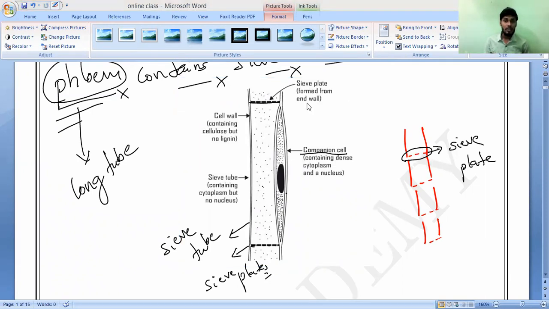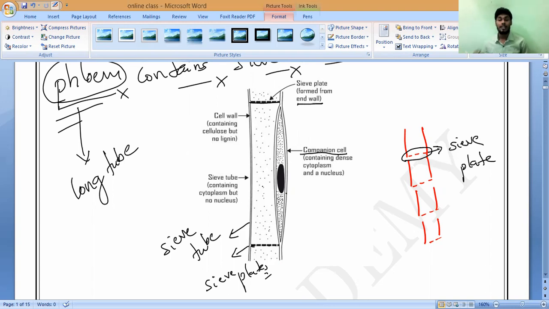At the end. You can see the end wall of the sieve tube. So each end wall of the sieve tube contains the sieve plates, which are like small holes. Through these holes only, the food is transported.